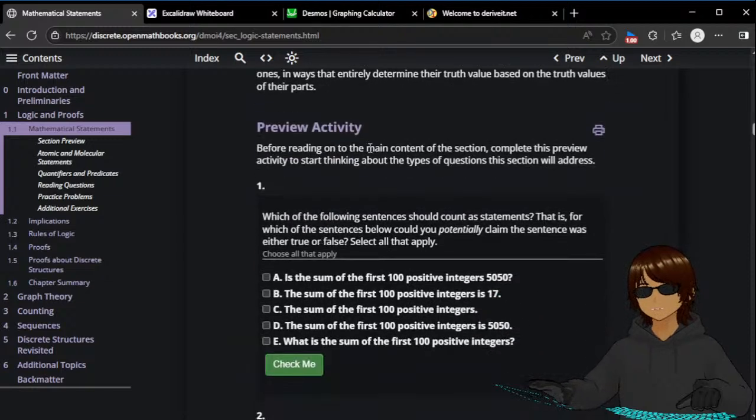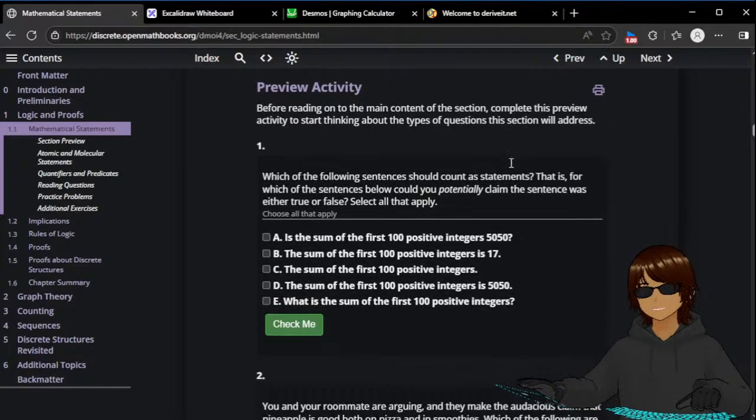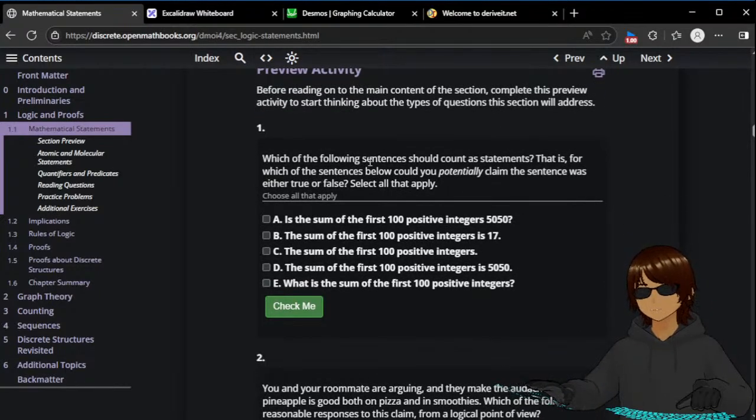While reading on to the main content of this section, complete this preview activity to start thinking about the types of questions this section will address. Which of the following sentences should count as a statement? That is, which of these sentences could you potentially claim was either true or false? Select all that apply.